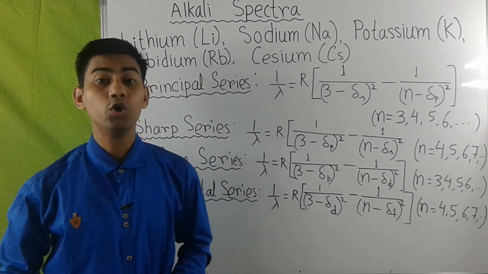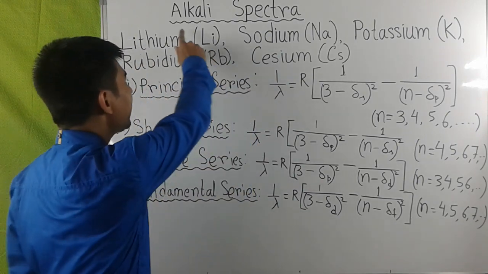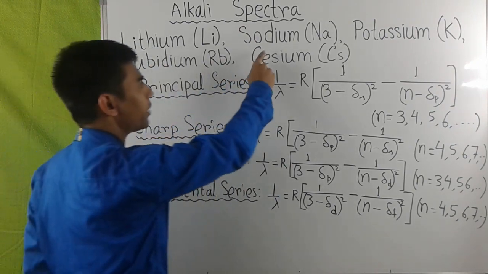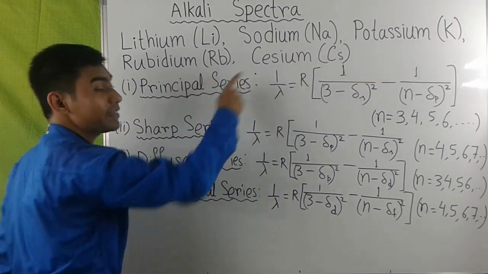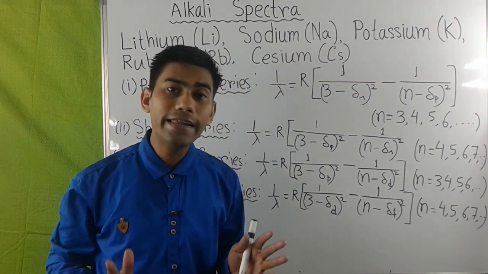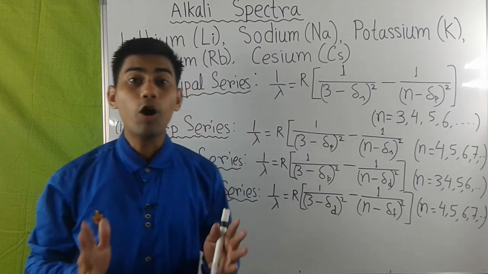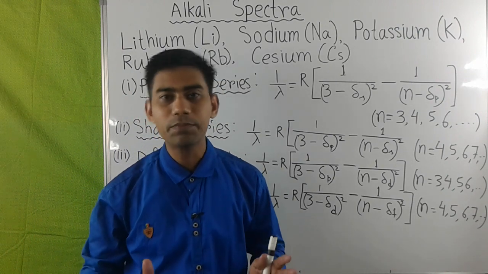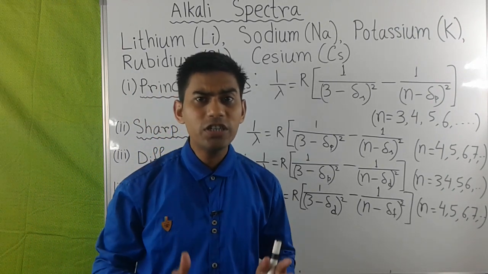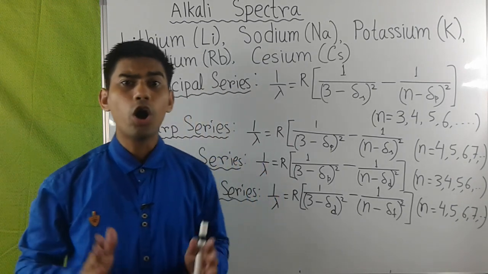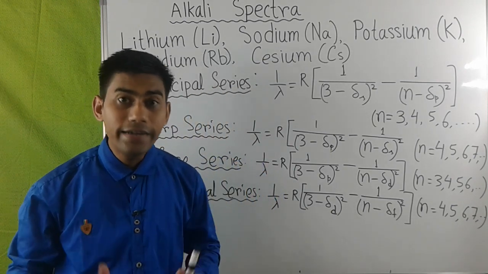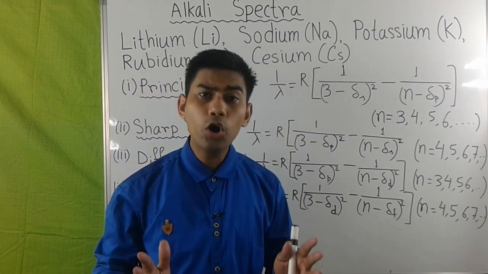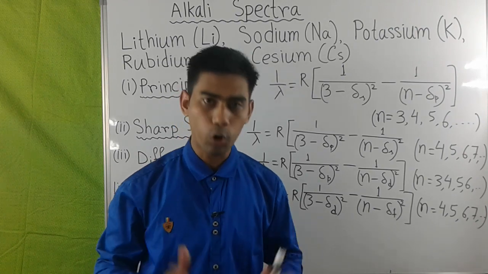Myself Amlan. Today I will discuss alkali spectra. The elements lithium, sodium, potassium, rubidium and cesium are called alkali elements, and the optical spectra emitted by their atoms are called alkali spectra. Like the hydrogen spectrum, the spectrum of each alkali element consists of several series of lines. Among them, 4 series of lines are quite prominent.